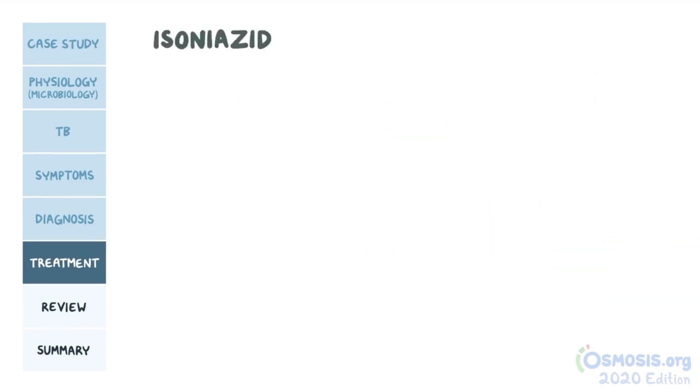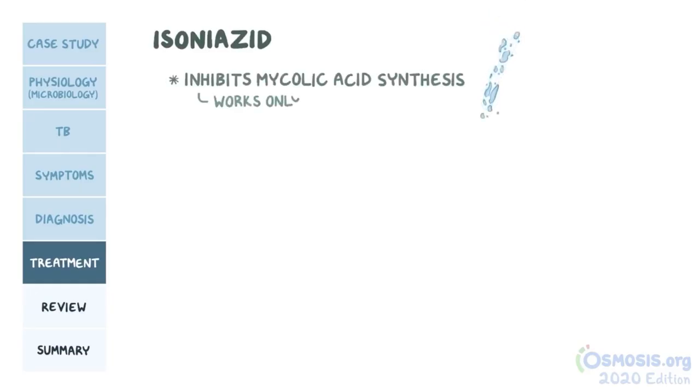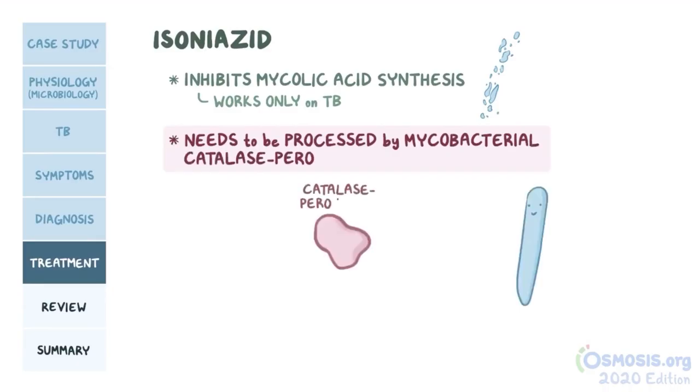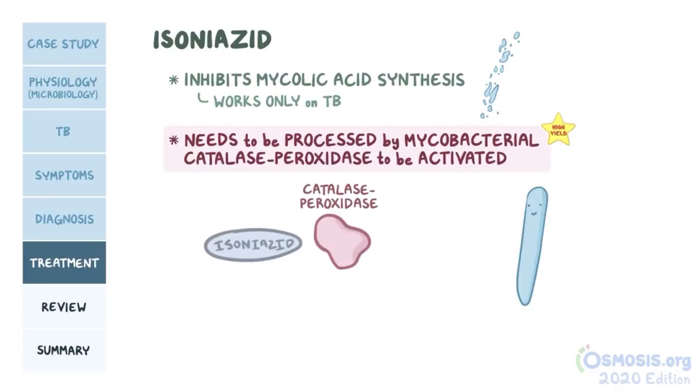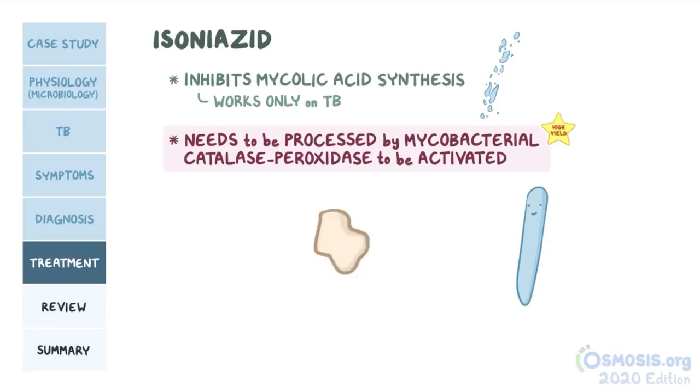Second, isoniazid acts by inhibiting mycolic acid synthesis, meaning it only works on TB. However, isoniazid needs to be processed by the mycobacterial catalase peroxidase to be activated. So, if TB develops a mutated gene that results in the non-expression of the catalase peroxidase enzyme, or if it acquires a mutation that modifies the isoniazid binding site on the mycolic acid synthesis enzyme, the bacteria can develop resistance against isoniazid.